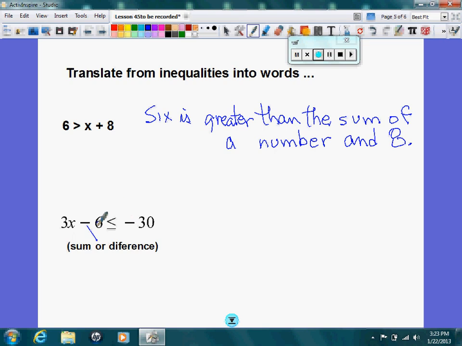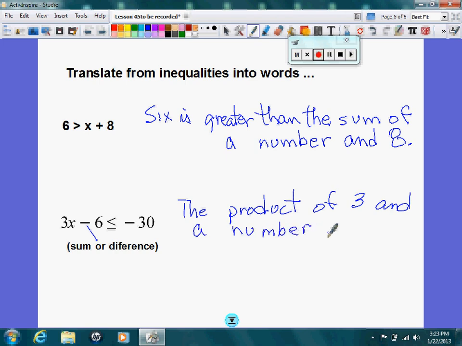Okay, now what about this one? Well, first I see a minus right here, or a negative. Now this could be translated either one of two ways. First, we've got this product, so we need to write the product of, what are we multiplying here? 3 and a number. The product of 3 and a number.